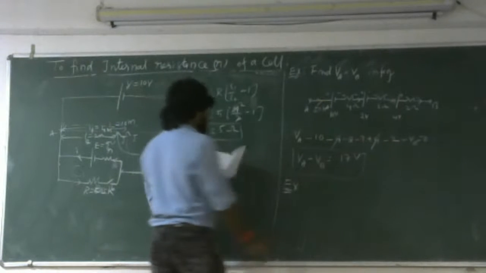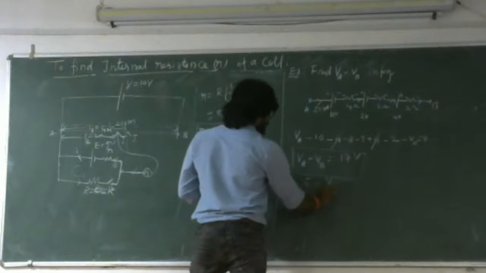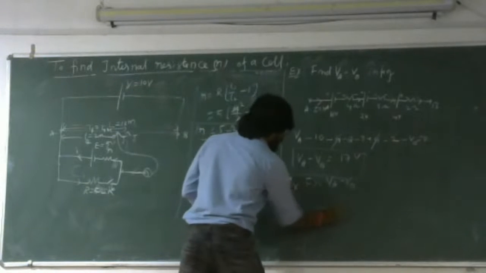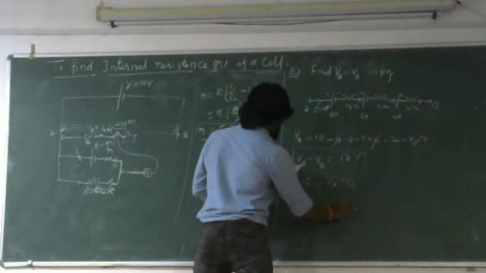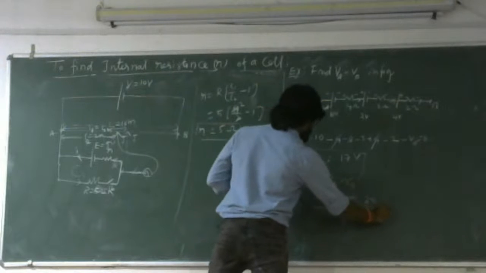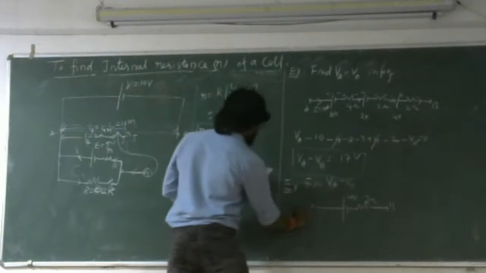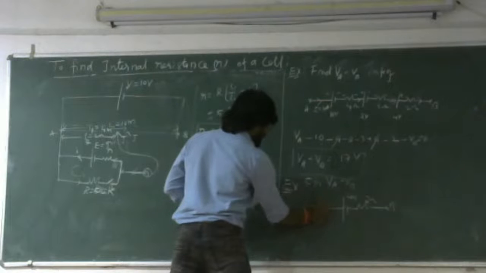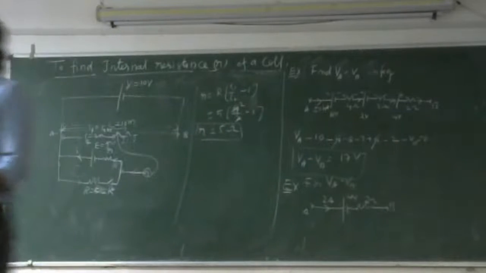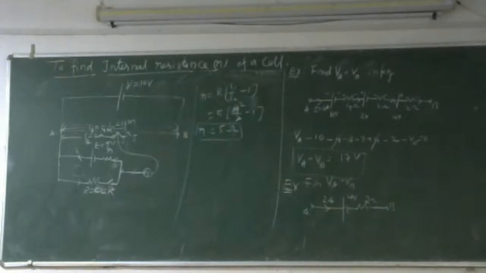Take this example. Find VA minus VB for the figure shown. Here we have a battery of 4 volts and a resistor of 2 ohm. This is VB, this is A, and a current of 2 ampere is flowing. So what is VA minus VB? Tell me, what is VA minus VB?